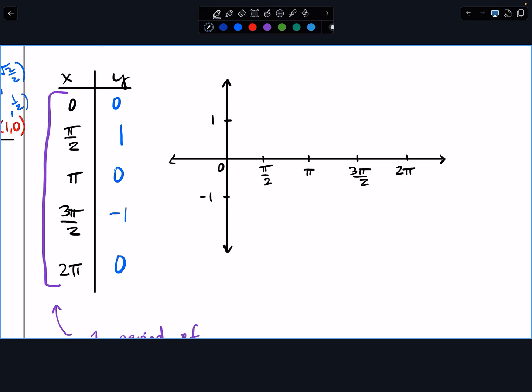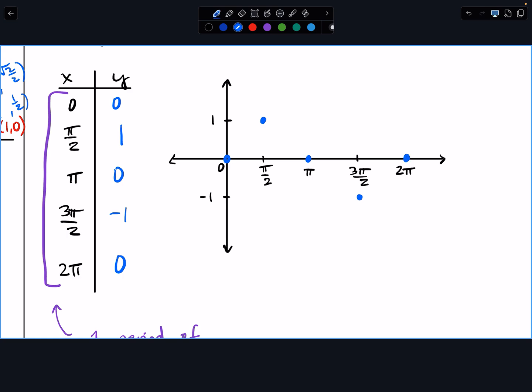So let's go ahead and plot our points. So 0 gives me 0. At pi over 2, we know it's 1. At pi, it's at 0 again. At 3 pi over 2, we have negative 1. And at 2 pi, we have 0 again.